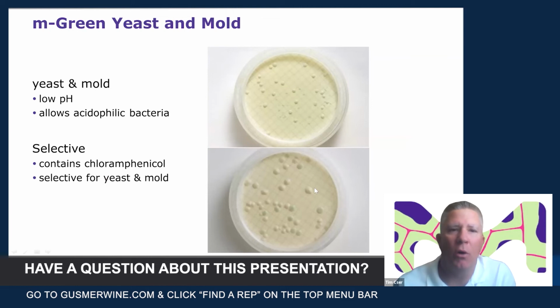Another example I just wanted to show, M-green, yeast and mold, has a low pH, selects for acidophilic bacteria, also selective because it has chloramphenicol. So you can just see the different colonies, the yeast that are growing here on this plate. Next slide.